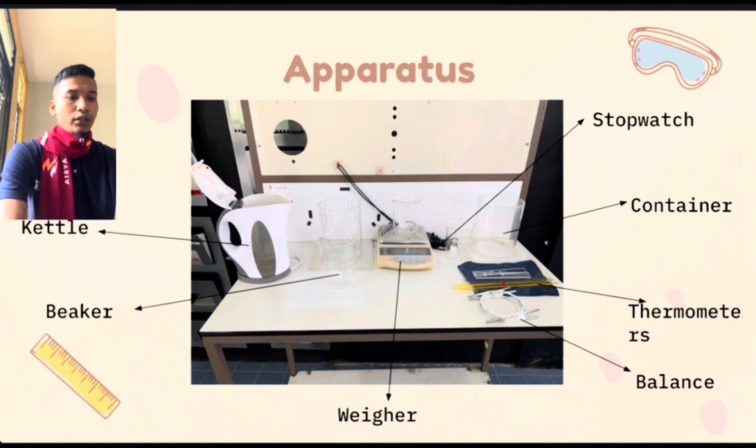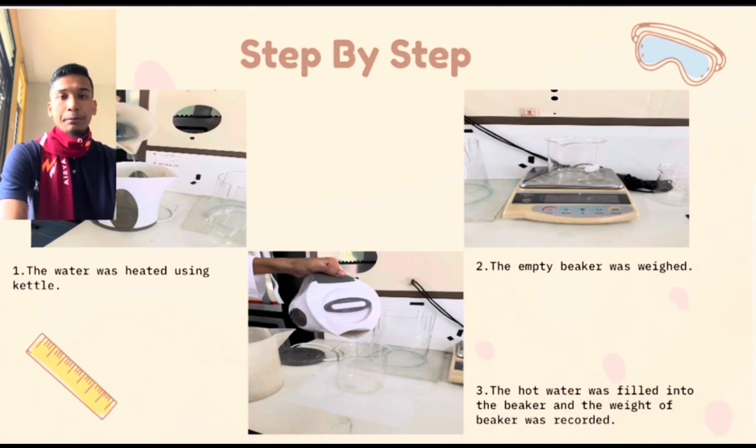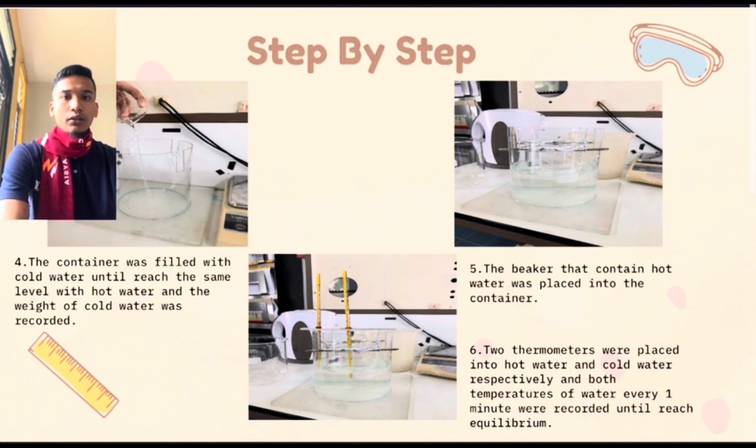We move to the procedure of the experiment. Number one, the water was heated using the kettle. Number two, the empty beaker was weighed. Number three, the hot water was filled into the beaker and the weight of the beaker was recorded. Number four, the container was filled with cold water until it reached the same level as the hot water and the weight of the cold water was recorded. Number five, the beaker that contained hot water was placed into the container.